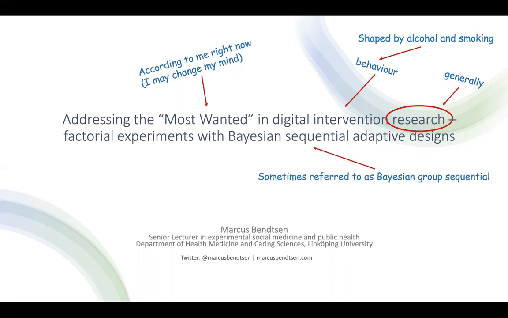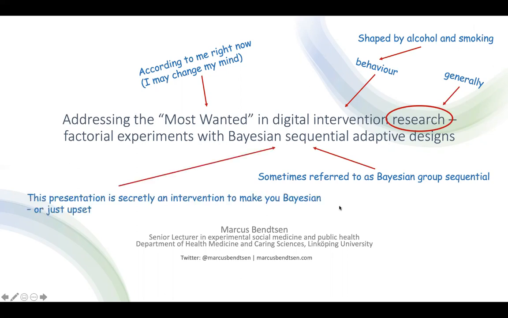This Bayesian sequential adaptive design stuff is sometimes referred to as Bayesian group sequential designs and so on. So there are different names for this. And to be honest, this presentation is secretly an intervention to make you Bayesian. So just know that before you start. There's no informed consent form to sign or anything. If you're not convinced about the Bayesian perspective after this, you might just be upset. So be prepared for that as well.